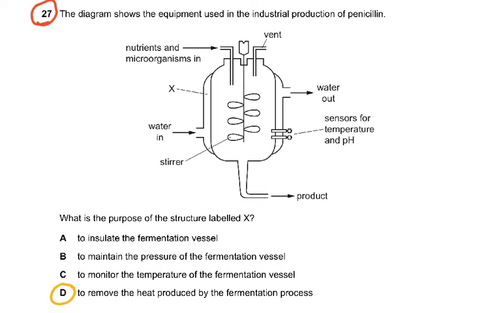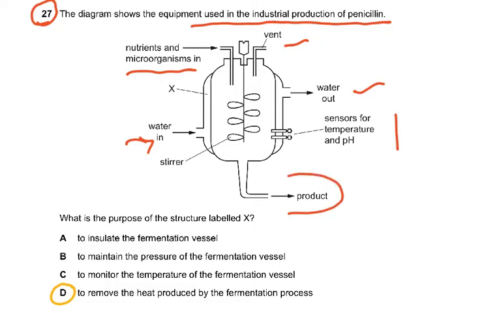Then question 27. The diagram shows the equipment used in the industrial production of penicillin. You know, penicillin is an antibiotic and we use the fungus penicillium to produce it. So you've got nutrients and microorganisms in, you have a vent which allows carbon dioxide out, water in and water out, a stirrer, and sensors for temperature and pH, and then these are the products which are harvested when we take out the penicillin.